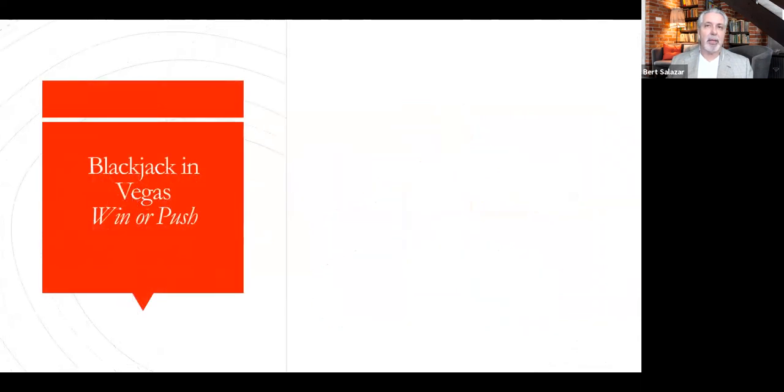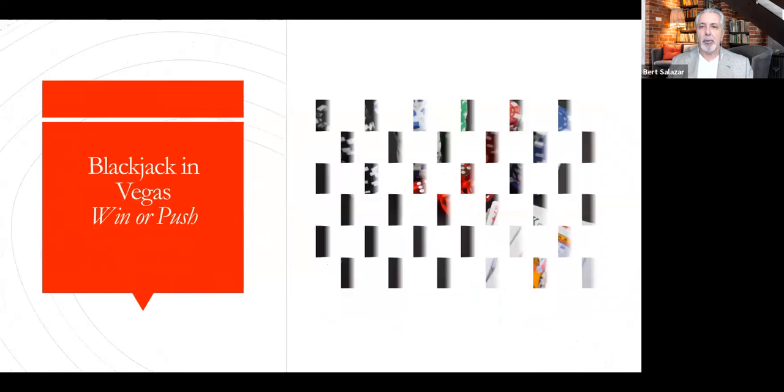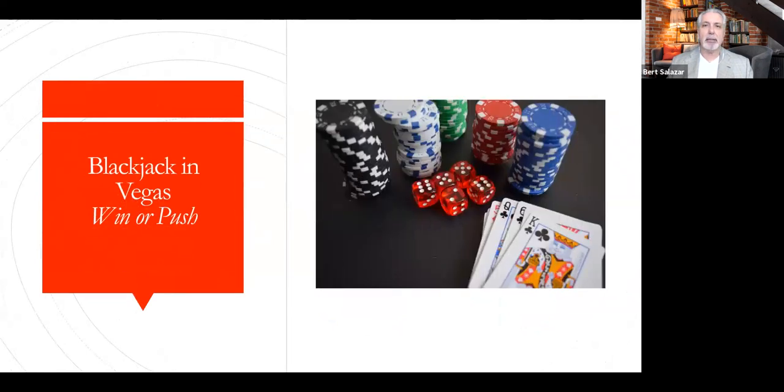So think of it this way. Let's say that you go to Vegas, and I don't know if any of you have ever played blackjack, but I've done that several times when I go to Vegas with my family. But when you get to Vegas for the first time and you sit at the blackjack table, you know that in blackjack you can either win, push, or you can lose.